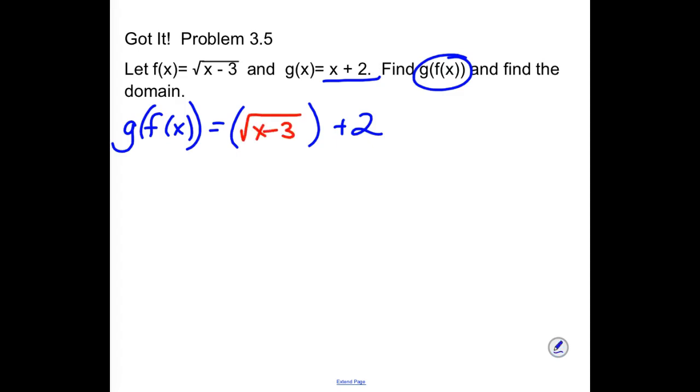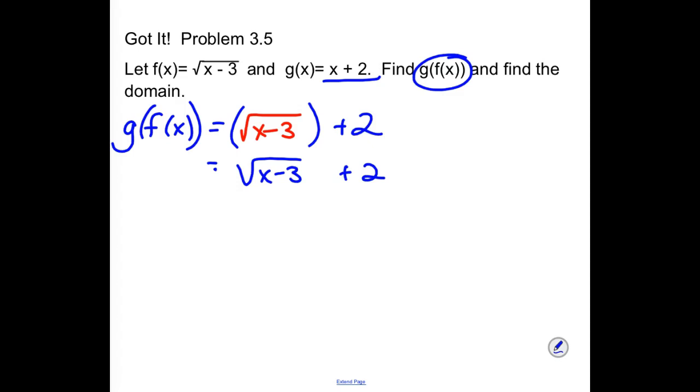Now, is there anything I can do to simplify this? No. So that's my answer. The square root of x minus 3 plus a 2. We could talk about the graph of that. Yes, we know the transformation. It's a square root graph that's been moved where? Right, 3 and up 2.